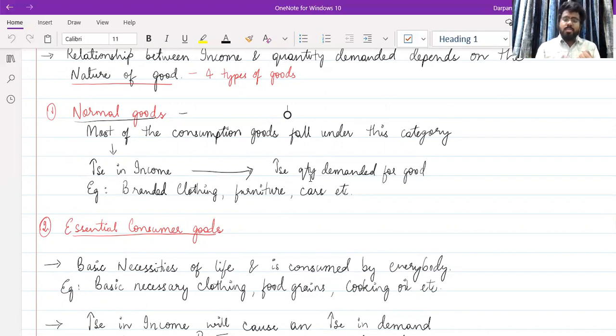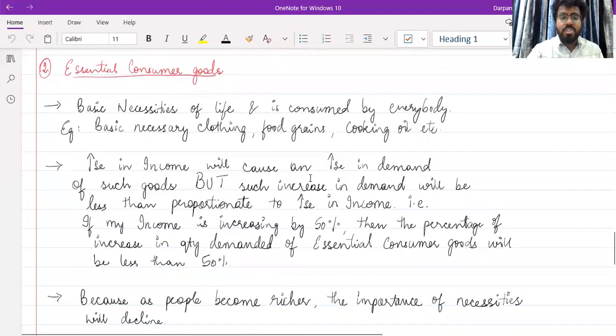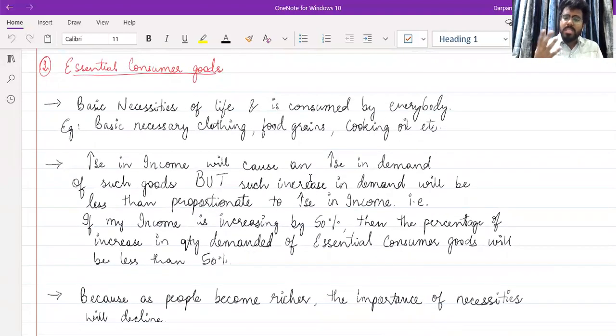Examples can be your normal goods like your branded clothing, like your furniture, your cars, your microwaves, your fridge, right? These are all normal goods. The second one can be essential consumer goods. These are basic necessities of life. These have to be consumed in order for you to live, right? An increase in income will also increase the quantity demanded of such goods, but this increase in quantity demanded will be less than proportionate to the increase in income, right?